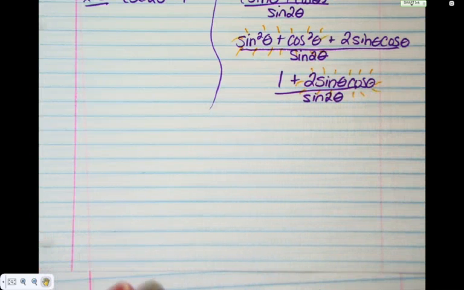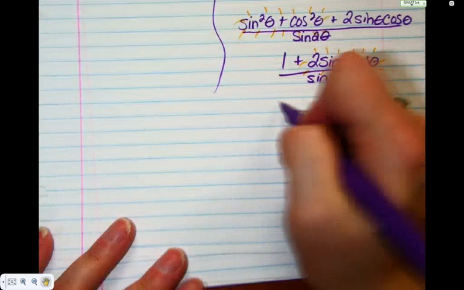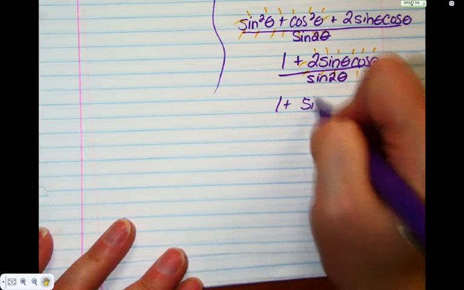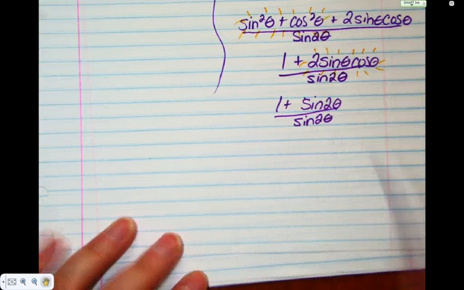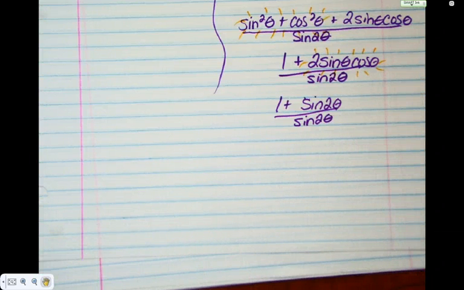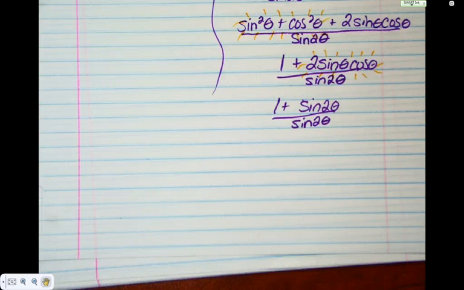So I'm just following the steps we did in the last example. So far it's exactly the same. I just have that extra sine 2 theta on the bottom.